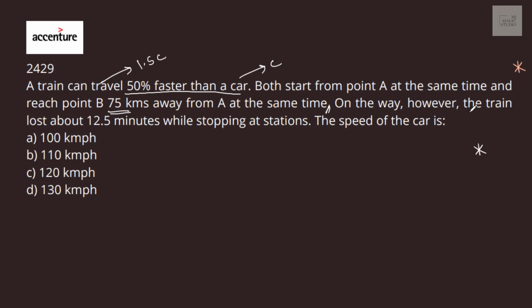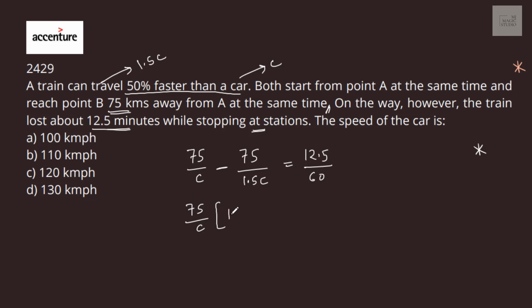On the way, however, the train lost 12.5 minutes while stopping at a station. That means the car will take more time if the train is not stopping at the station, isn't it? So the time taken by the car is 75 by c, and the time taken by the train is 75 by 1.5c, and the difference between the times should be equal to 12.5 minutes. So if we solve this, we can find the value of c, isn't it?